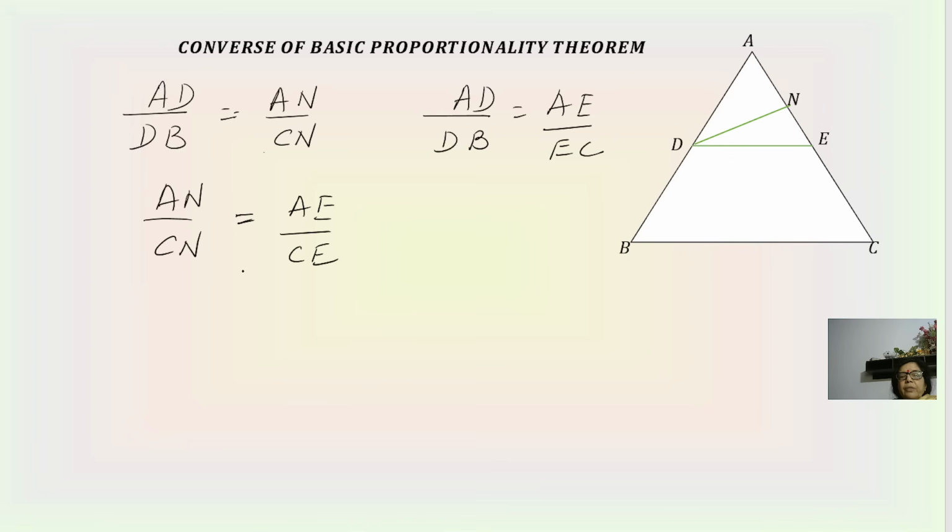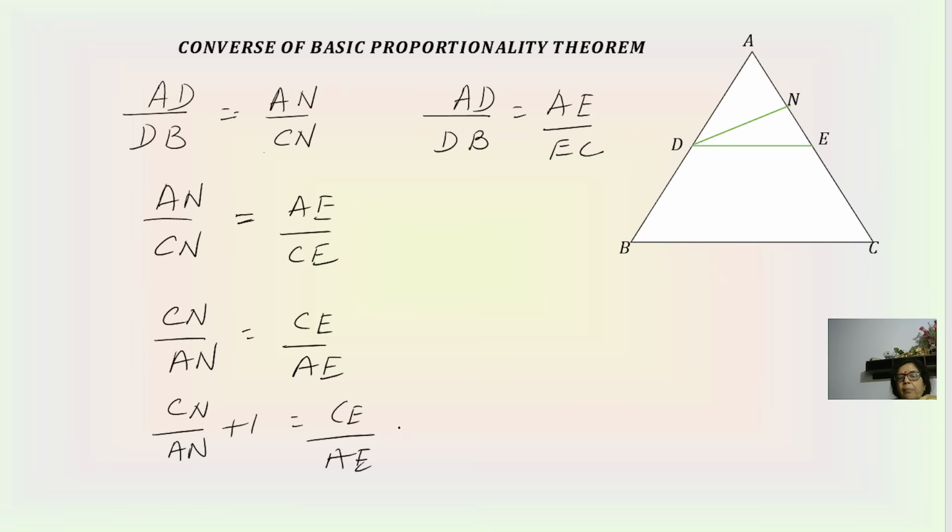Now if we reciprocate this AN by NC and write it as NC by AN, this is equal to EC by AE. Add 1 to both the sides, NC by AN plus 1 is equal to EC by AE plus 1. So if we take the LCM, NC plus AN will become AC, AC by AN, and EC plus AE will also become AC by AE. So eliminating AC, we get AN is equal to AE.